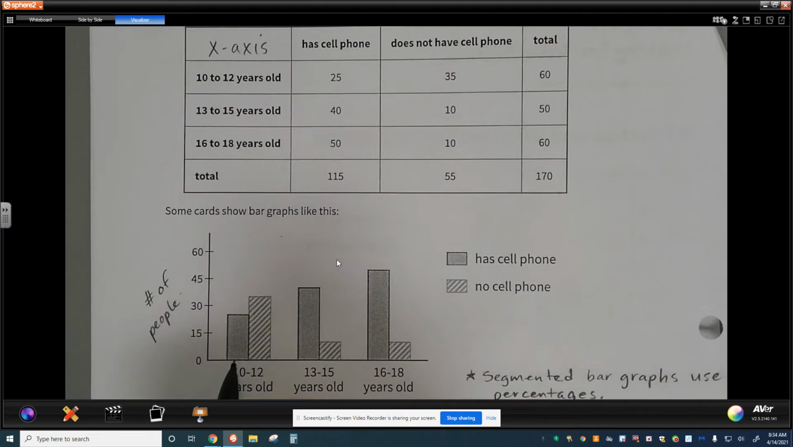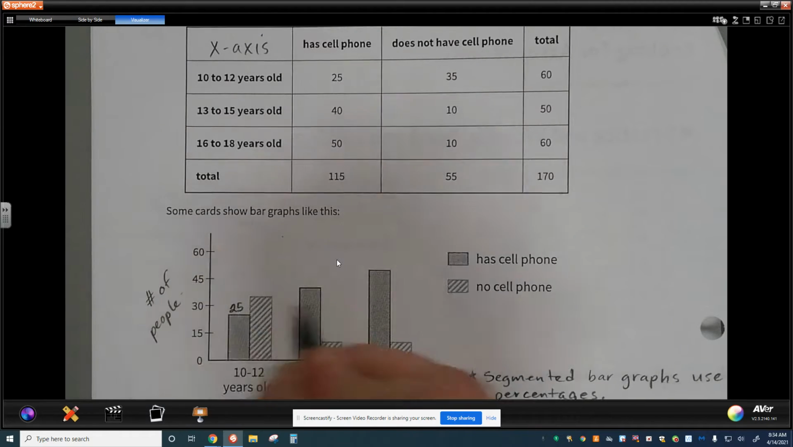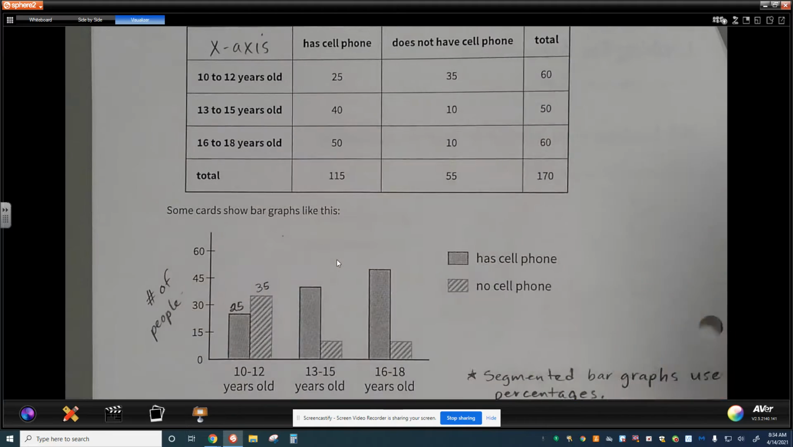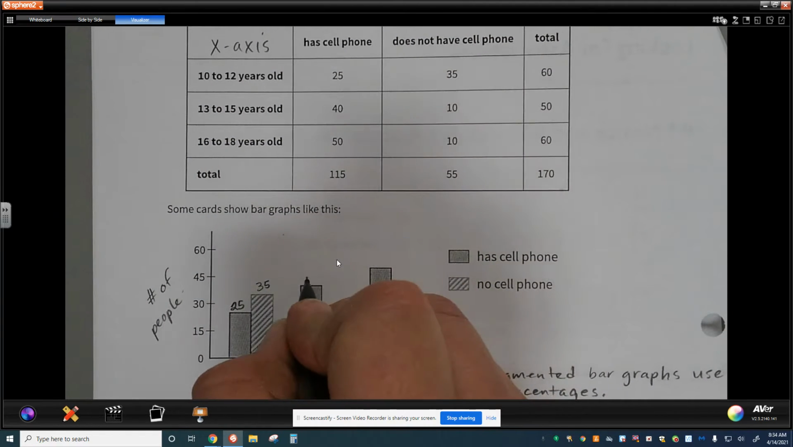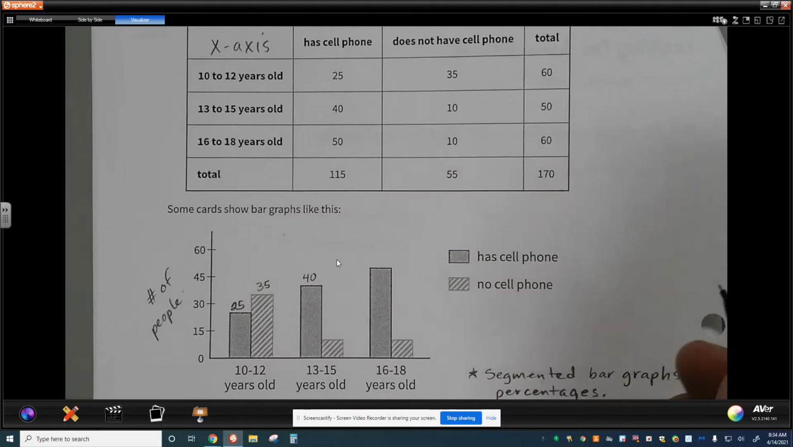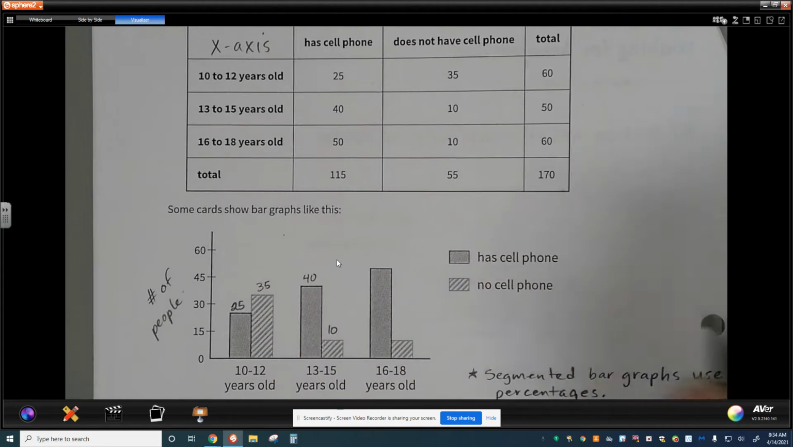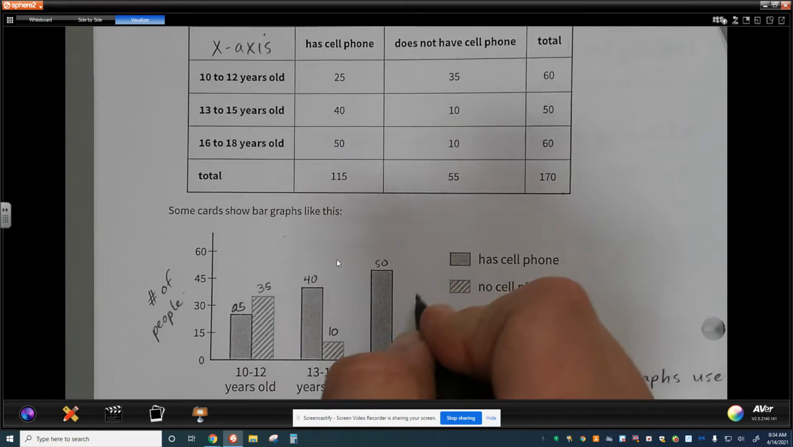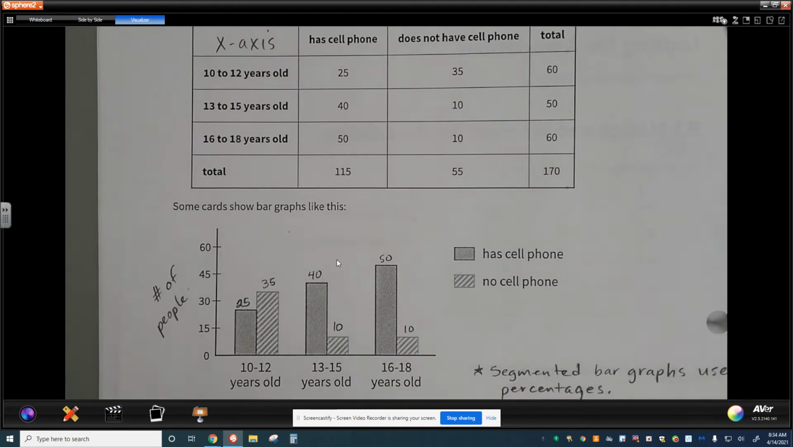The first one right here, the first one that has a cell phone between 10 to 12 years old, it might be helpful to go ahead and put a label of 25 right here at the top, and then 35 at the top of the next one. We could do the same thing all the way across. 13 to 15-year-olds, 40 have cell phones, 10 did not. 16 to 18, we had 50, and then 10 that did not. Okay. So those ones are pretty straightforward.